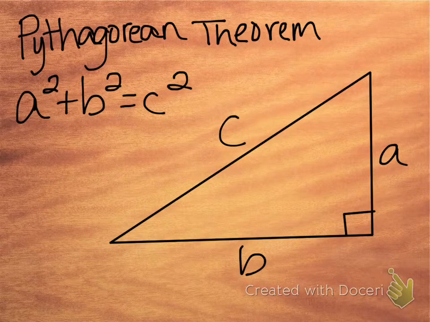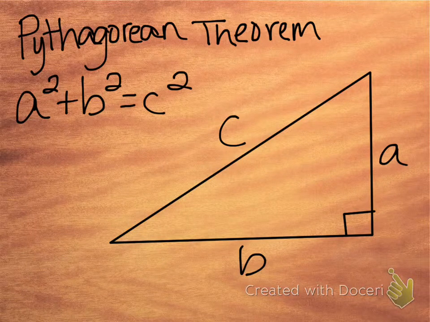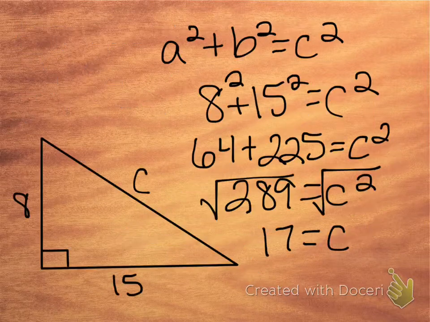Now, when we're talking about the Pythagorean theorem, we're trying to identify what sides might equal, and in a right triangle, it's very easy because we have the Pythagorean theorem, and the Pythagorean theorem is just A squared plus B squared equals C squared, which is the leg squared plus the leg squared equals the hypotenuse squared.